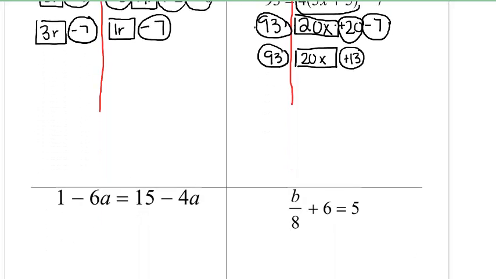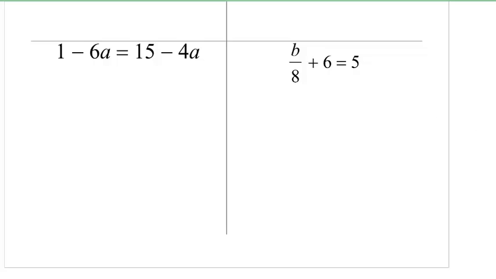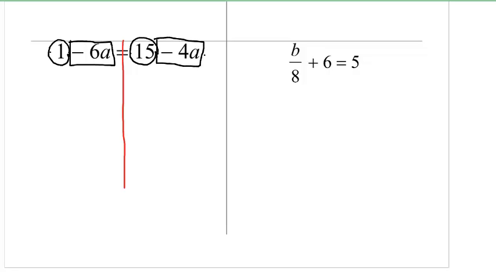Okay, next one. We have 2 more, and these ones are going to be kind of quick. So once again, a line down the center. As you can see, there are no parentheses, so we can't do anything with that. So we're going to look at all of our different terms. The 1 is a circle. The negative 6a is a square. The 15 is a circle. And the negative 4a is a square.